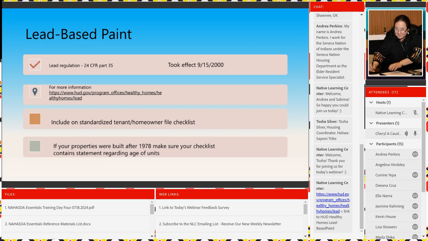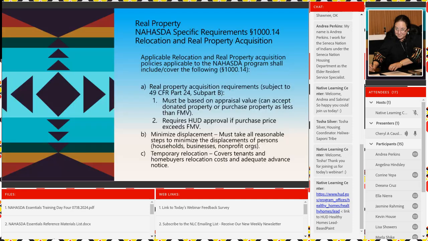Make sure that you have statements containing the age of the unit for at least those files. Okay, so real property, NAHASDA specific requirements. You can read about these at 1014. Relocation and real property acquisition: the applicable relocation and real property acquisition policies that are applicable to the NAHASDA program shall include or cover the following, found at 1014.